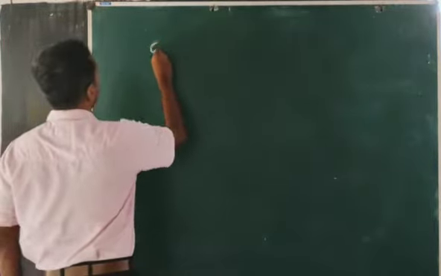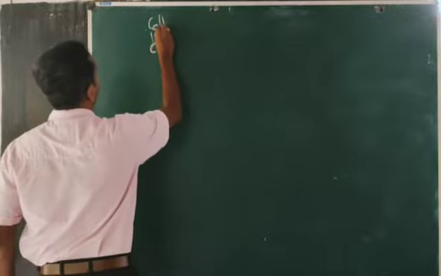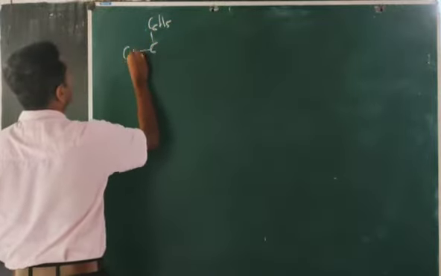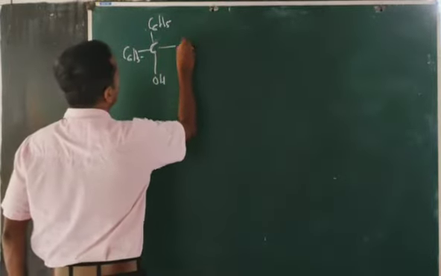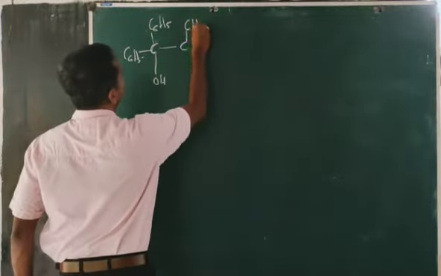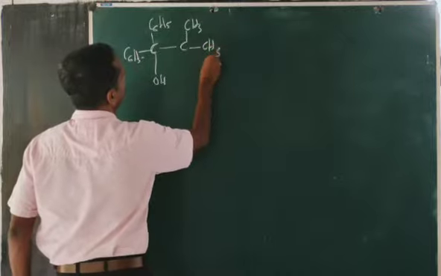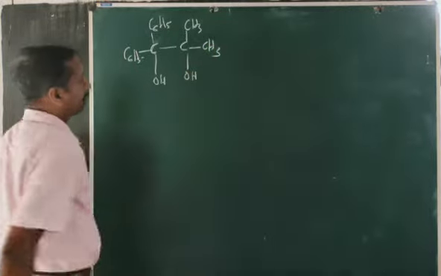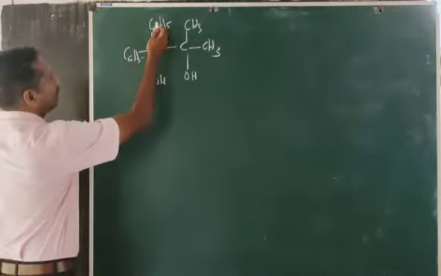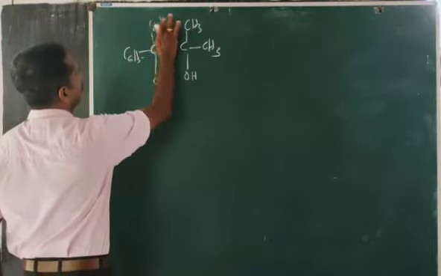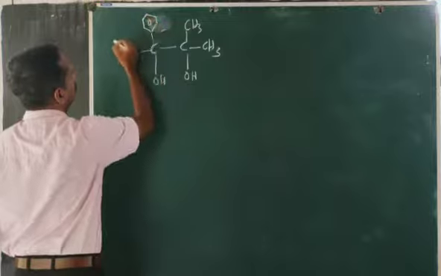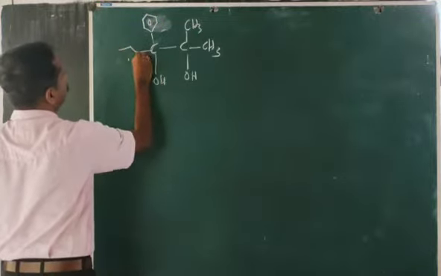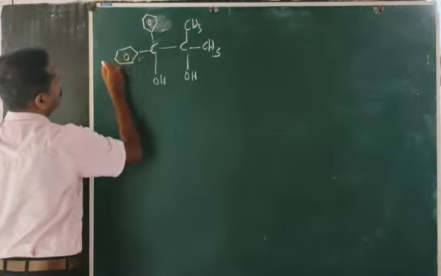So look at here, C6H5, C6H5, OH, CH3, OH. Correct? That means C6H5, or you can show it in the form of a benzene ring also, no problem. You can show it like this also, in the form of a benzene ring.